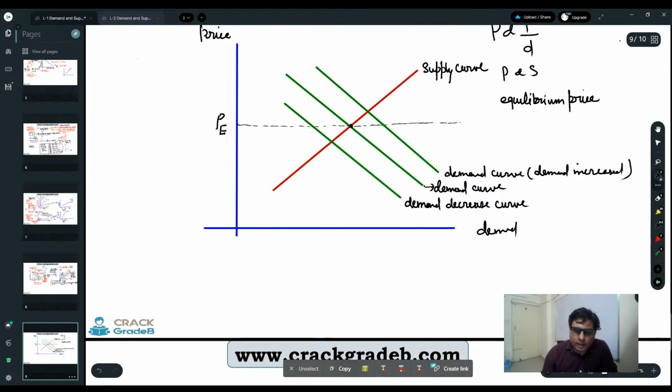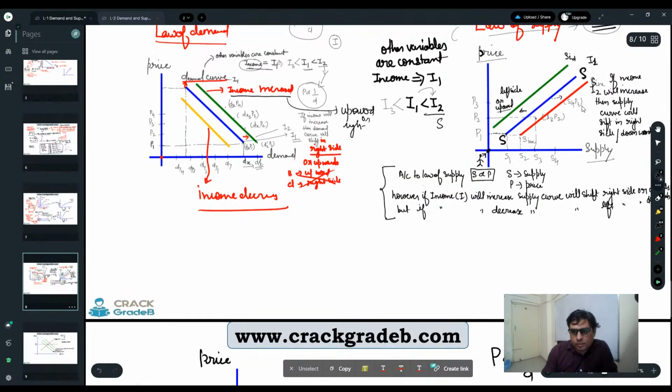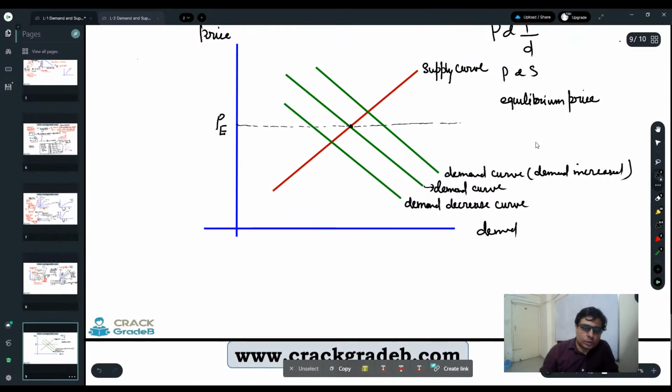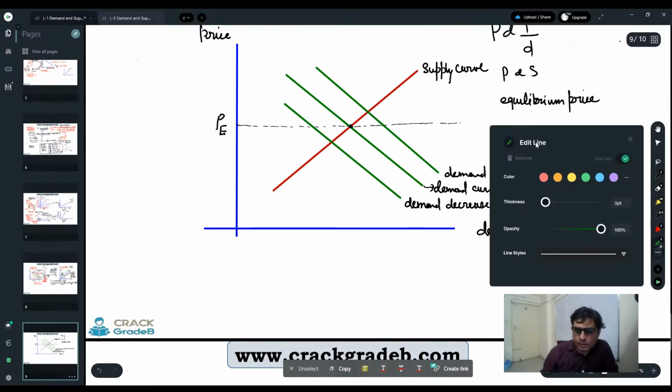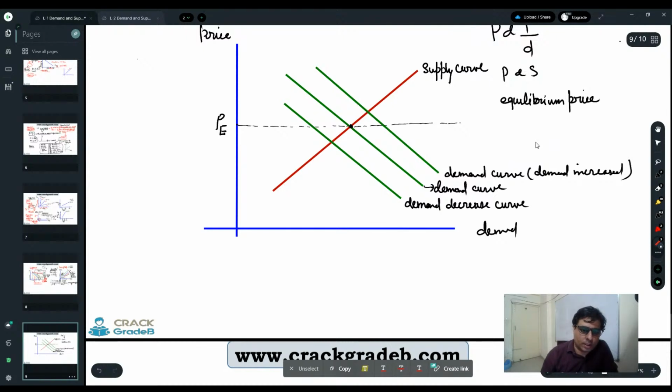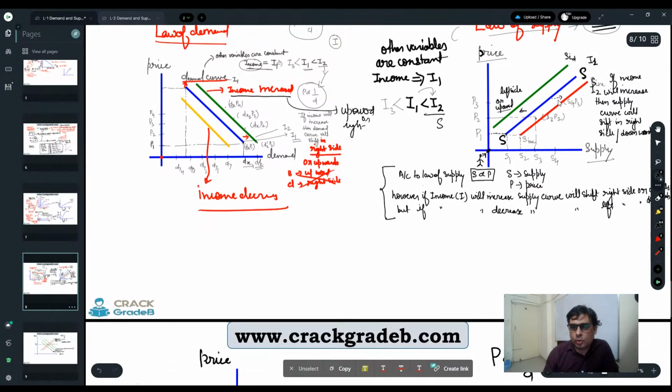Now we have drawn three demand diagrams. Here we have drawn the supply curve, supply increase and supply decrease. Let's draw these curves also here. If supply is going to increase, the supply curve will shift like this. Here, supply increased. I explained the supply curve earlier, and what I told you is that when supply increases, the supply curve shifts in the right direction or downwards.